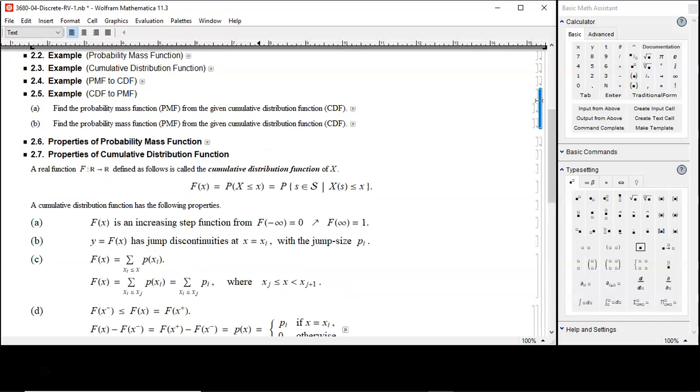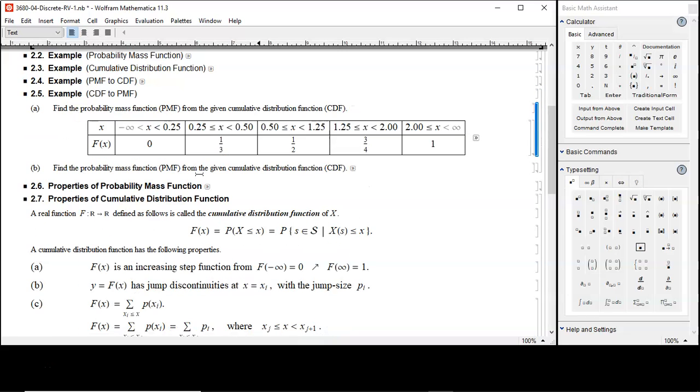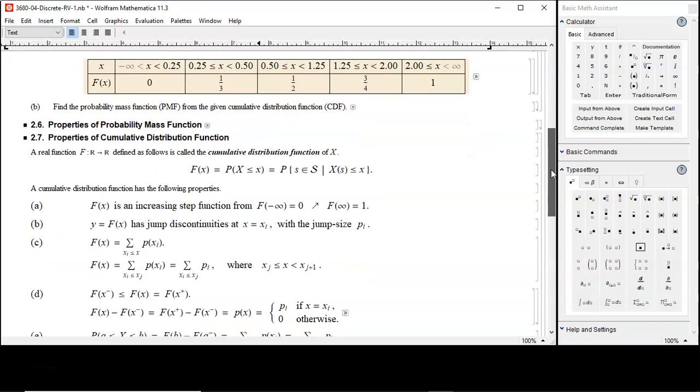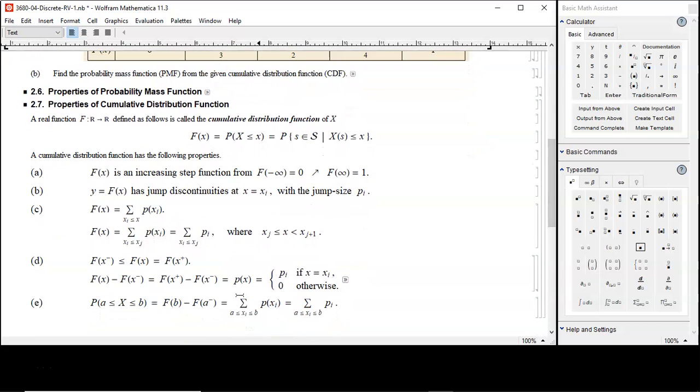Let's go to an example problem like this. Let's see. Is this an example of a CDF? Okay, F of x value is identically 1/3, where x is between 0.25 and 0.5. So it stays the same. That's what this thing is talking about.